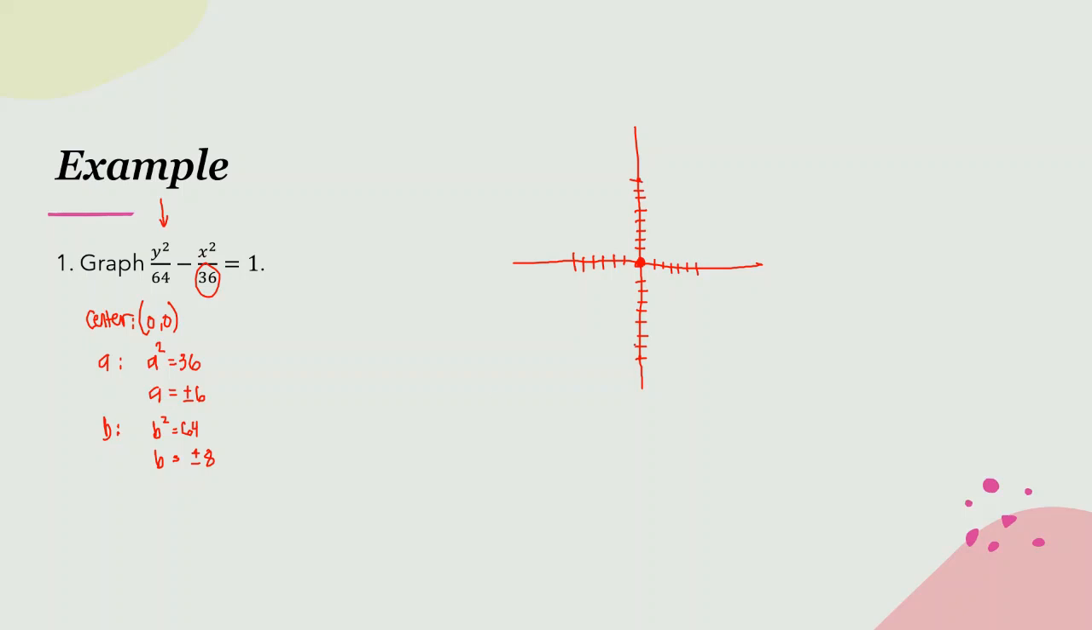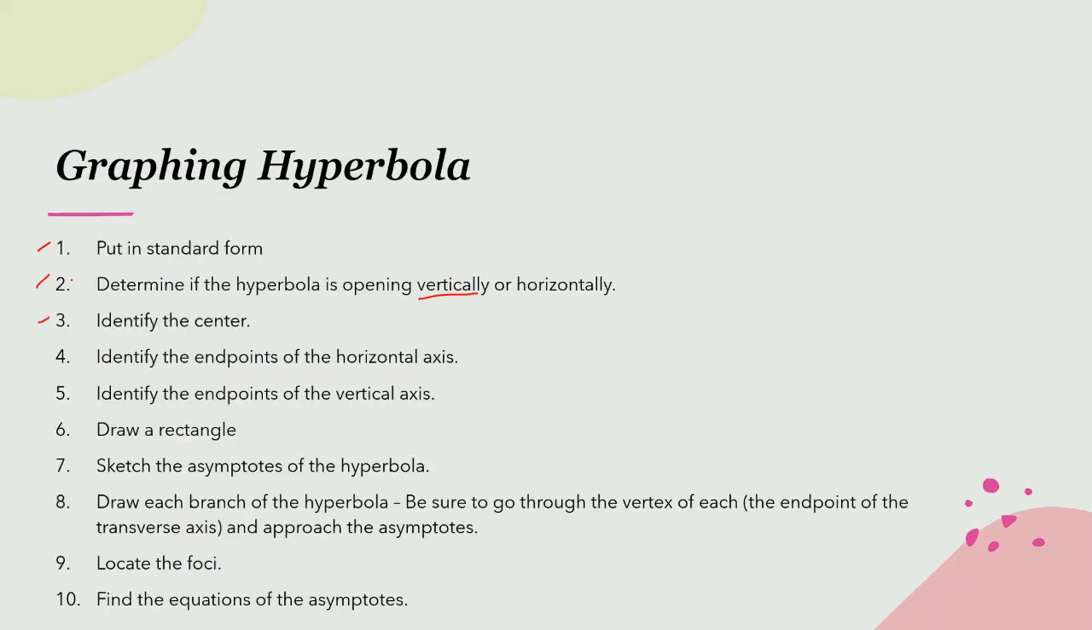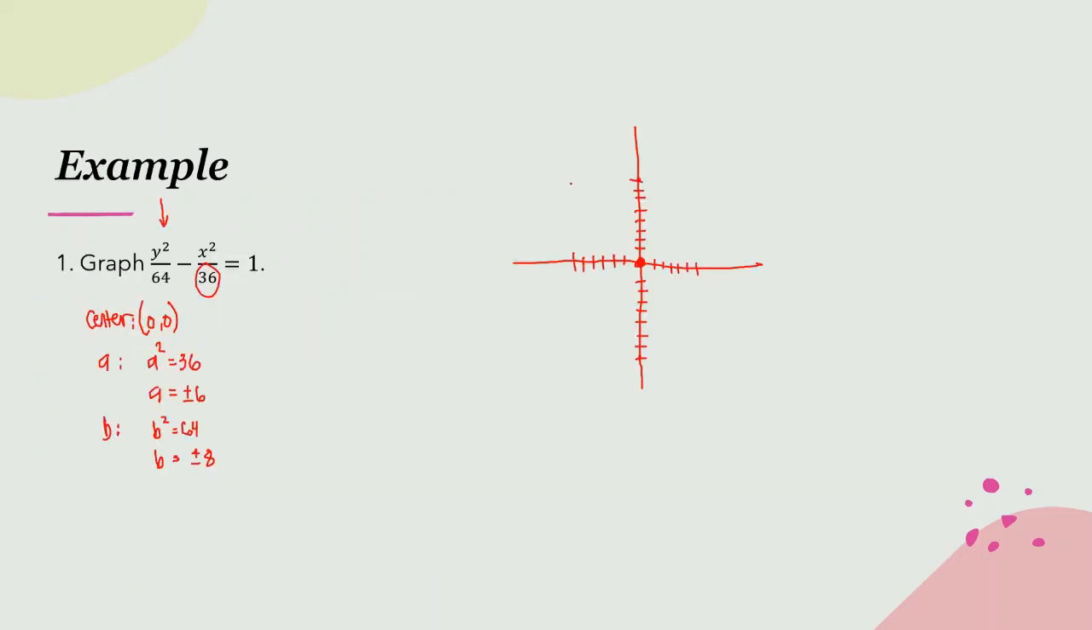After that, we've already identified the endpoints of the horizontal and the endpoints of the vertical. Now we have to draw a rectangle out from the endpoints. Let's try to draw a rectangle out of here. And this is how we determine our asymptote. I'm just making this a broken line.